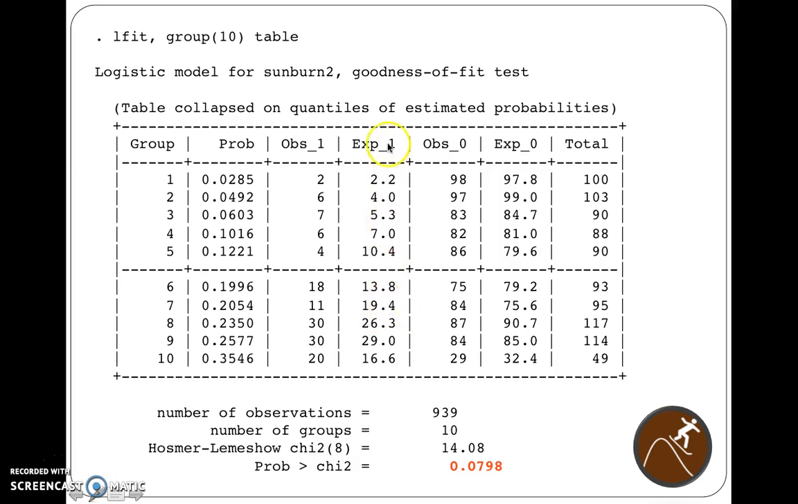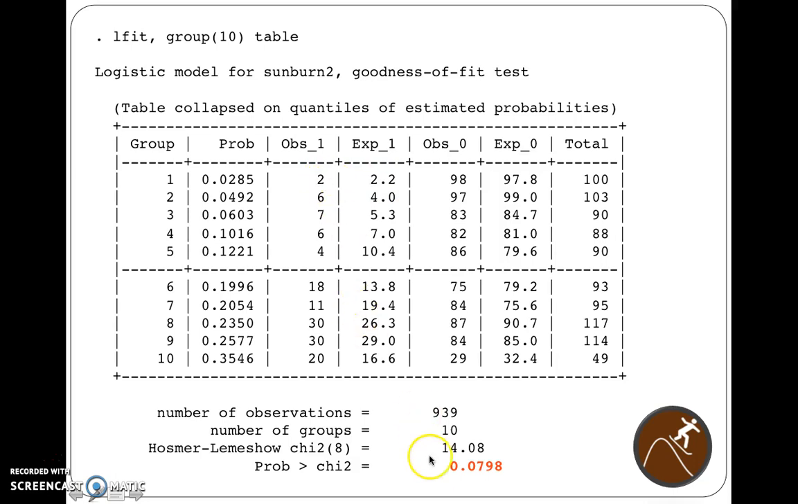And then here's how many people fit into each group. So we expected 16.6 in this group according to our model. We actually observed 20. In our model, we expected in this high risk group 32 not to have sunburn. We observed 29 to not have sunburn. This group, the lowest risk group, we expected 98 people not to have sunburn. We observed 98 not to have sunburn. We expected 2 from our model to have sunburn. We expected 2. We observed 2.